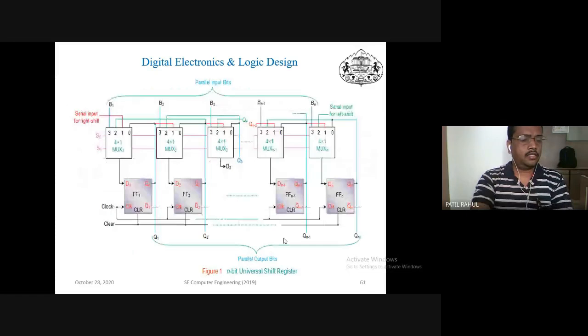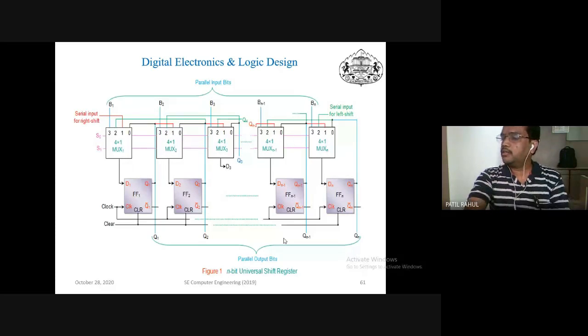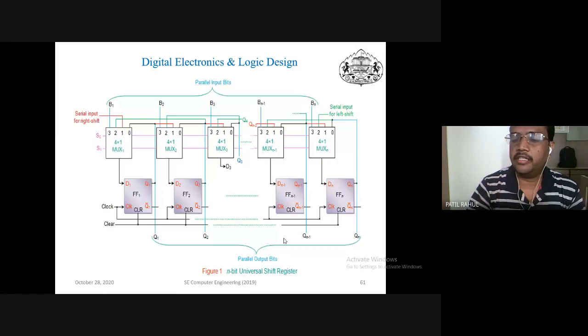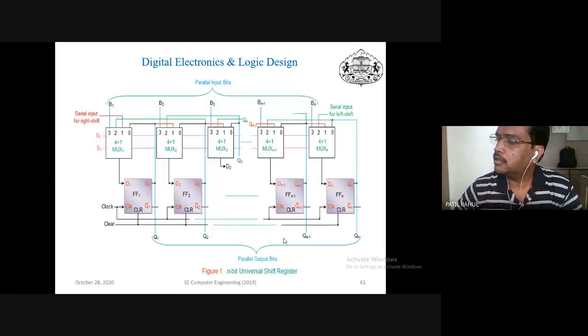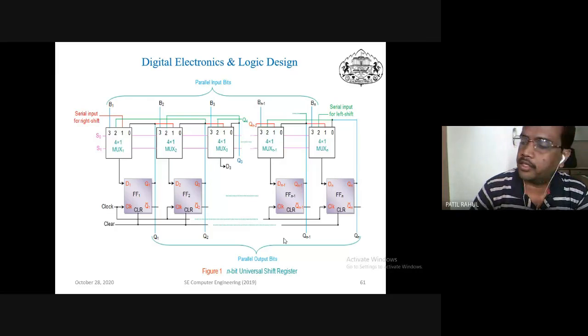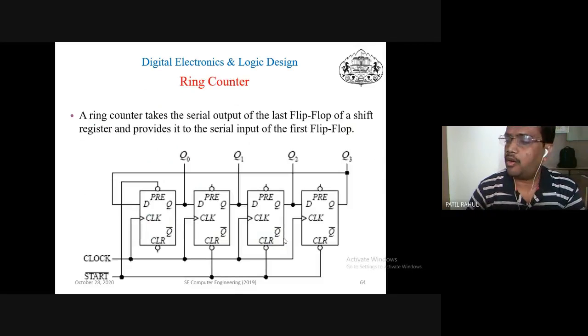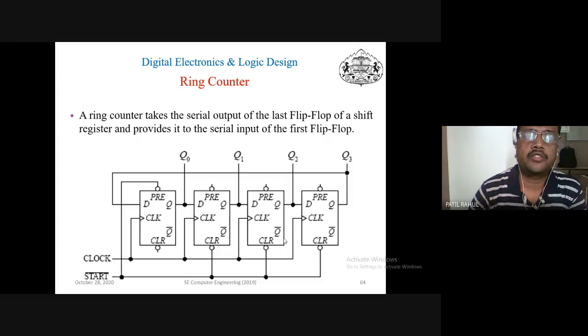Okay, students. Good morning to one and all. So today we will see the ring counter. This ring counter is an application of shift register. In today's lecture we will see what the function of a ring counter is and how it works.